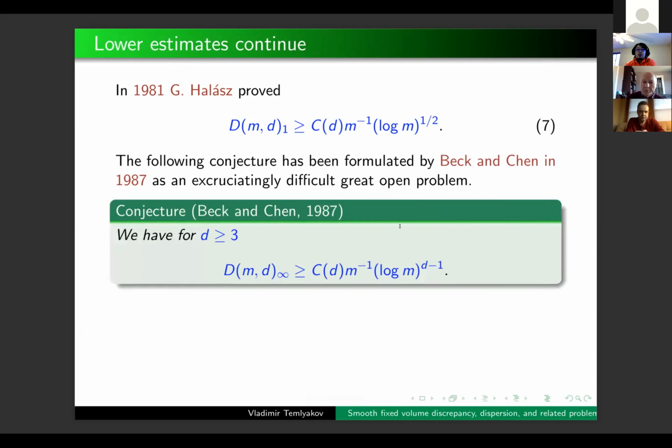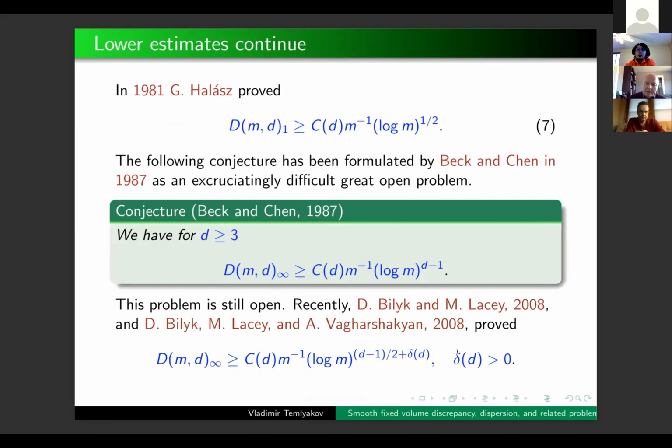And here is the problem which William Chen and Beck call an excruciatingly difficult great open problem. That was formulated in their book in 1987. Basically, they formulated this as a conjecture. They asked to prove the lower bound like this. By that time, the upper bound like this was already known, so that was the big deal, to prove this. It's still unsolved, and some new conjectures appeared, and I will comment on this a little later.